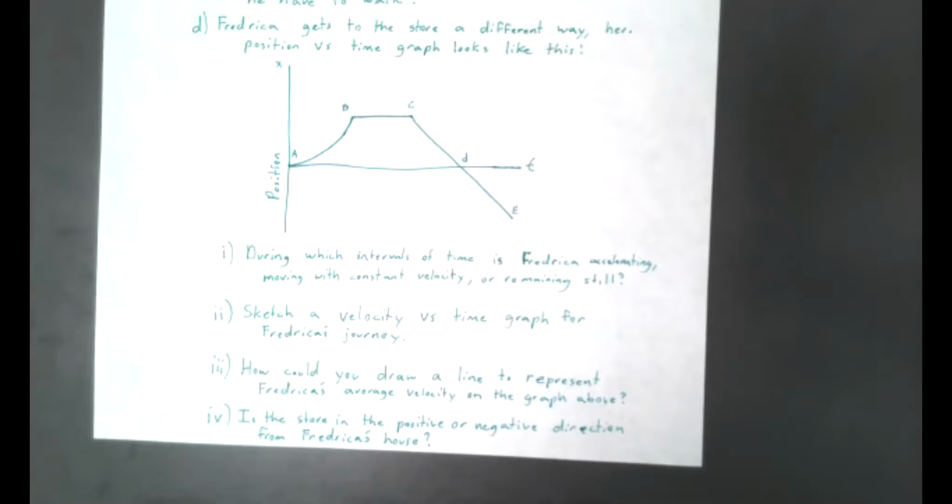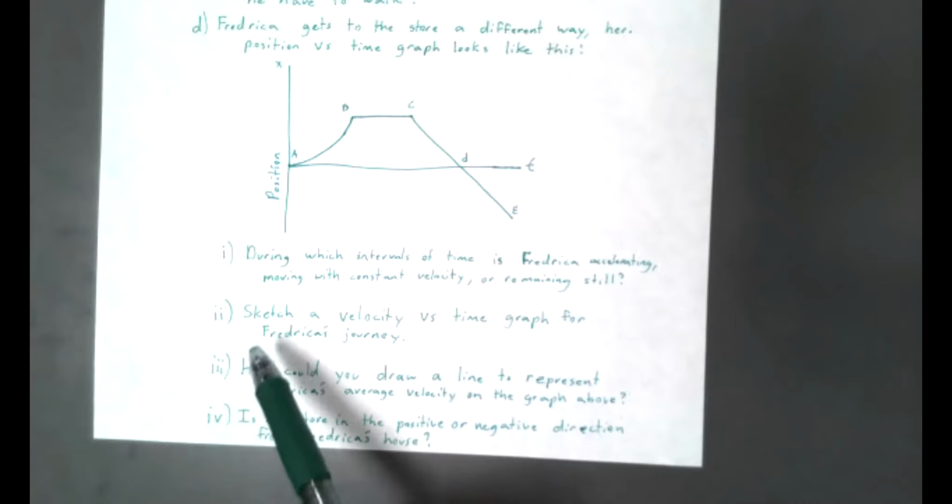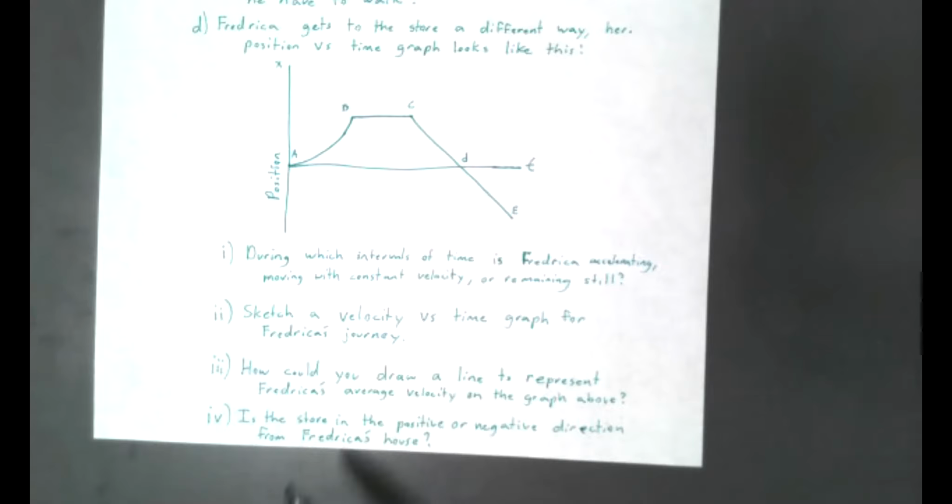During which interval of time is Frederica accelerating, moving at a constant velocity, or remaining still? Sketch a velocity versus time graph for Frederica's journey. 3, how could you draw a line to represent Frederica's average velocity on the graph above? And 4, is the store in the positive or negative direction from Frederica's house? Okay. So let's go through the solution to this.